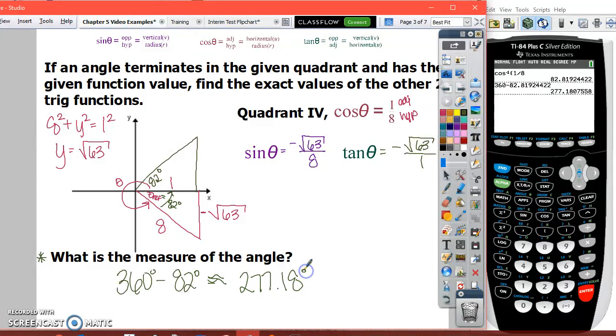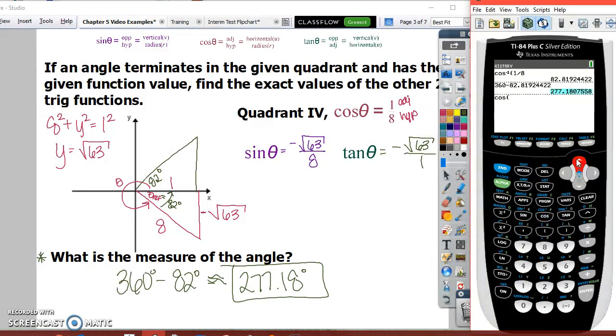that tells me that this angle, theta, would be roughly 277.18 degrees. And that does make sense because it's past 270, so it puts us in the fourth quadrant. You could verify that this answer is correct by now finding the cosine of that entire angle, and it should equal 1/8, which it does, pretty darn close to 1/8, so I know that this angle is correct.